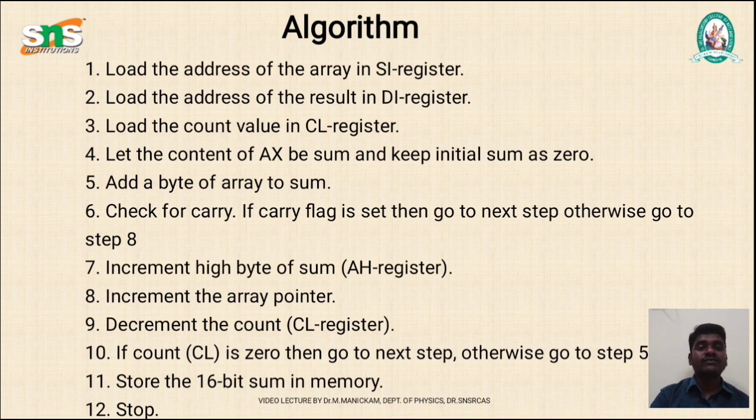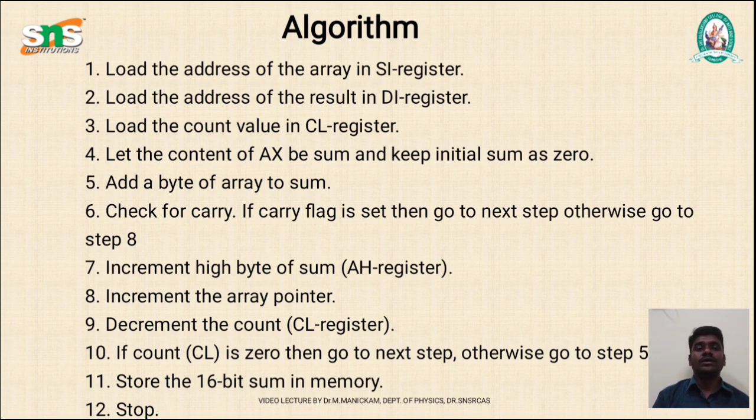So the algorithm: first step, load the address of the array in the SI register. Second step, load the address of the result in the DI register. Then load the count value in the CL register. Next step, let the content of AX be the sum, and keep the initial sum as 0.